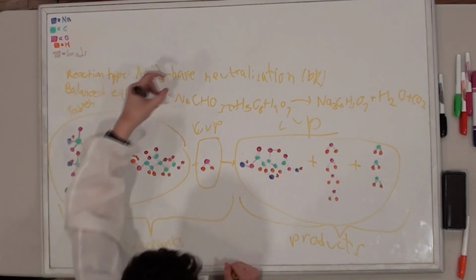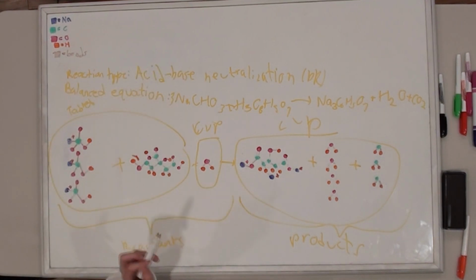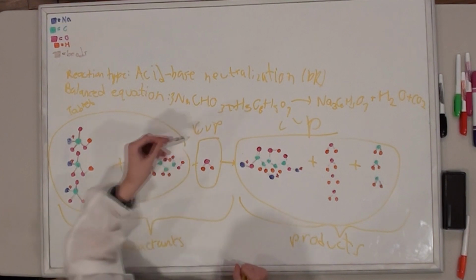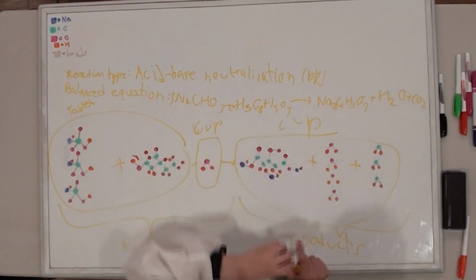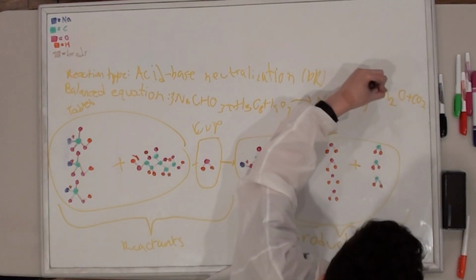I have 1, 2, 3. This becomes 3 sodium bicarbonate. We have 1, so we don't put anything here. 1, again, nothing. 1, again, nothing. Then we have 4 waters.